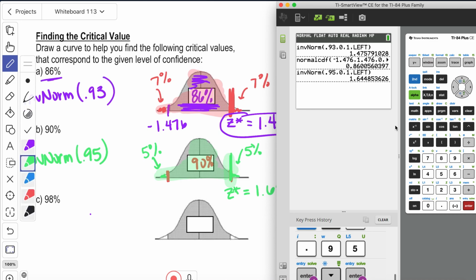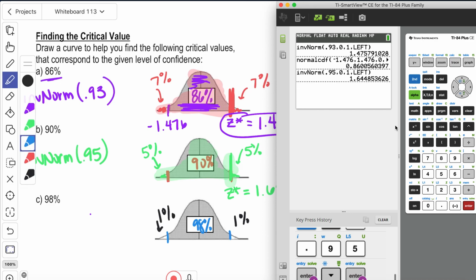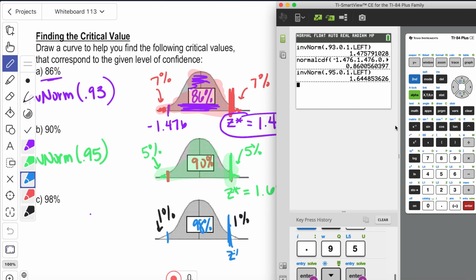So for this last one, 98%, on the inside again is 98%. Which means how much is on the outside? There's 2% on the outside, but that 2% is split on both sides. So you have 1% here and 1% here. We're calculating everything up to and below this right-hand z-score. So we'll call that z-star. Everything back this way we want to calculate. So we see that is 98 plus 1%, which is 0.99. So we'll do inverse norm 0.99.